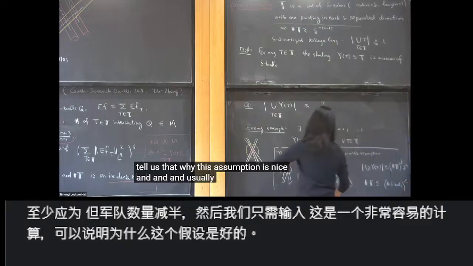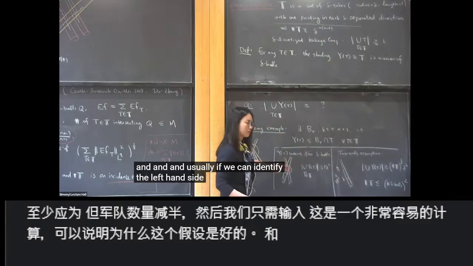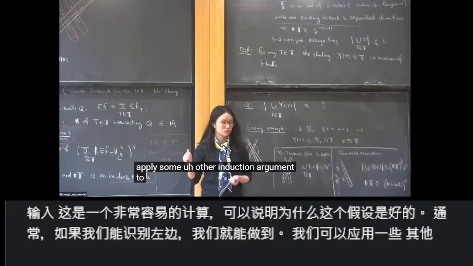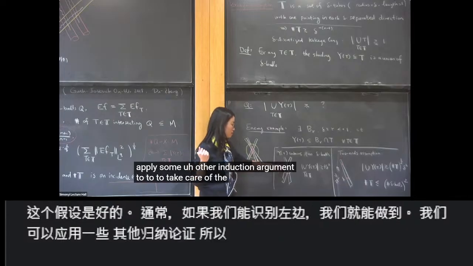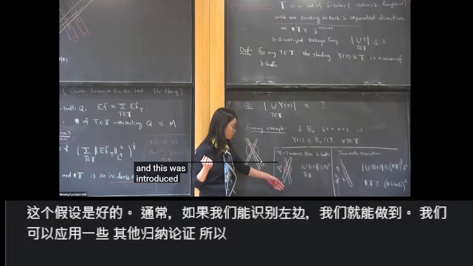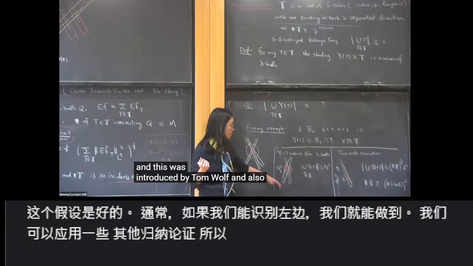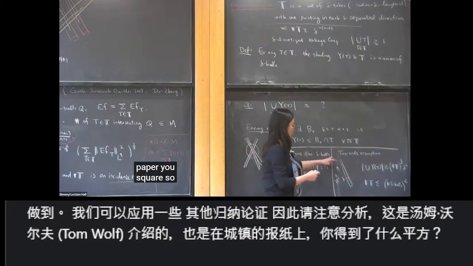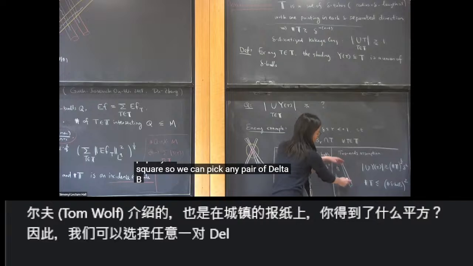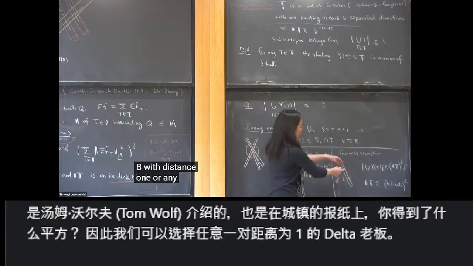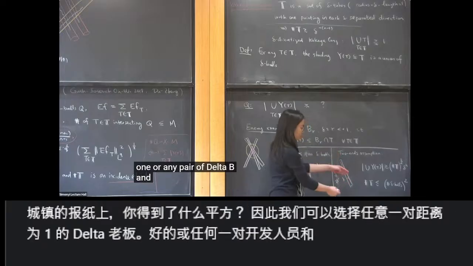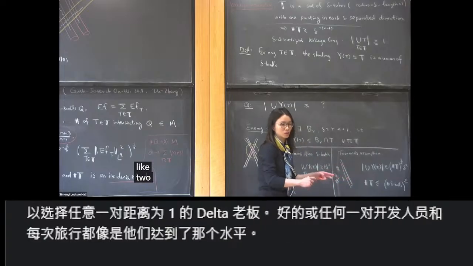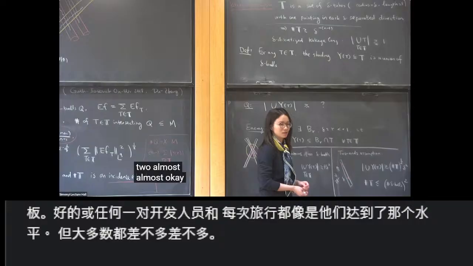And usually if we can identify the left-hand side, we can apply some other induction argument to take care of the analysis. This was introduced by Tom Wolff and also in the paper of Tao. So we can pick any pair of delta balls with distance 1, and each tube is like these 2 delta balls, almost.